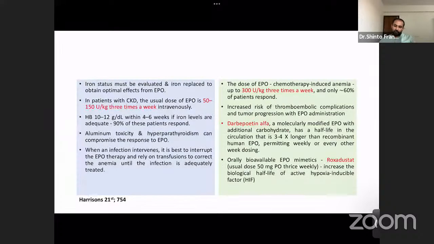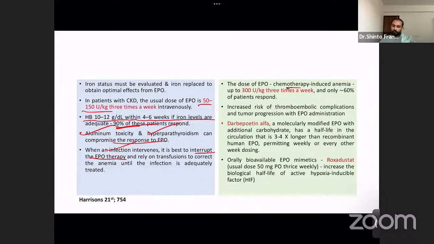Okay, so iron status must be valid. If there is iron deficiency before giving EPO, you have to correct the iron status. Then only EPO will work. And the CKD usual dose is 50 to 150. Hb 10 to 12 within 4 to 6 weeks if iron is adequate, in more than 90%. Other problems: aluminum toxicity, especially in dialysis patients, and hyperparathyroidism may compromise response. Infection can interrupt EPO therapy. Okay, you can transfuse at that time.